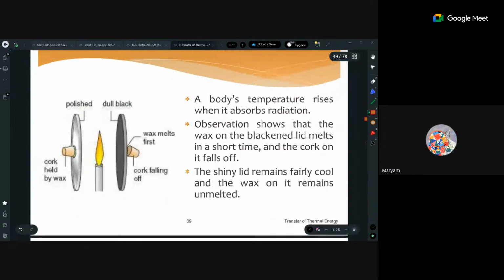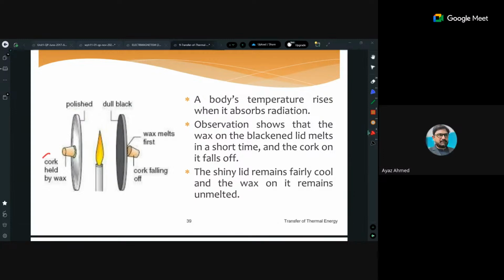Then check this one out. This is a testing. Ariba, this is for you. Testing means we put a cork held with wax and there is a polished disc and there is a dull black disc. They are equally distant from a flame. And did you see the wax melts first, or the cork falls on the black surface, because black bodies are very good absorbers of radiations. They will absorb all, but they will radiate, they will reflect also. Is it clear to all?